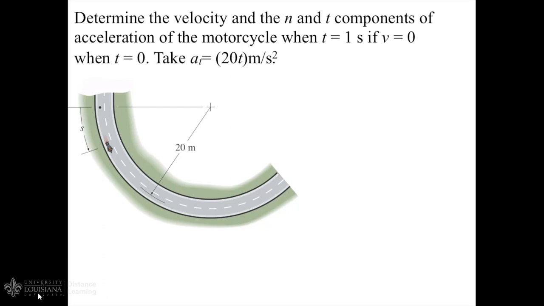We'll take the increase in speed of the motorcycle along the path to be equal to 20 times t. See if you can get the results.